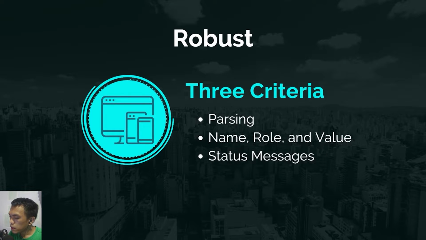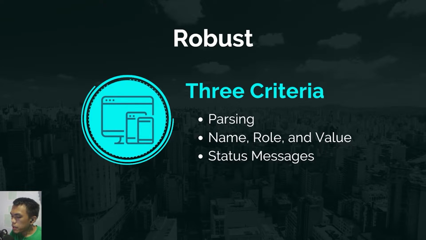The second criterion is name, role, and value. User interface components such as form elements can have their name and role programmatically determined by an assistive technology. In addition, people with disabilities can use assistive technologies to set values, properties, and states on your website.